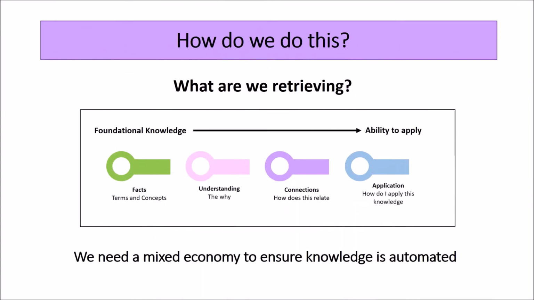In order to do that effectively, we need to be very clear about what it is we are retrieving. And the diagram here outlines the different things that we want to consider when we are building our retrieval practice. Are we retrieving facts, terminology, concepts, dates, statistics? Are we consolidating students' understanding of why things happen, why things are important? Are we consolidating their connections?